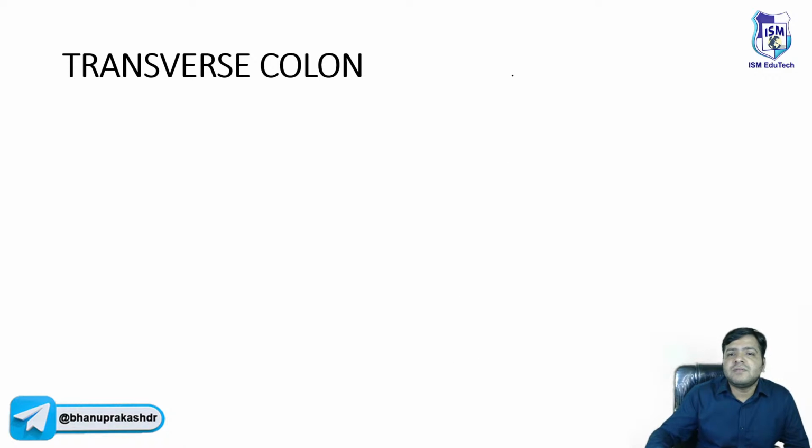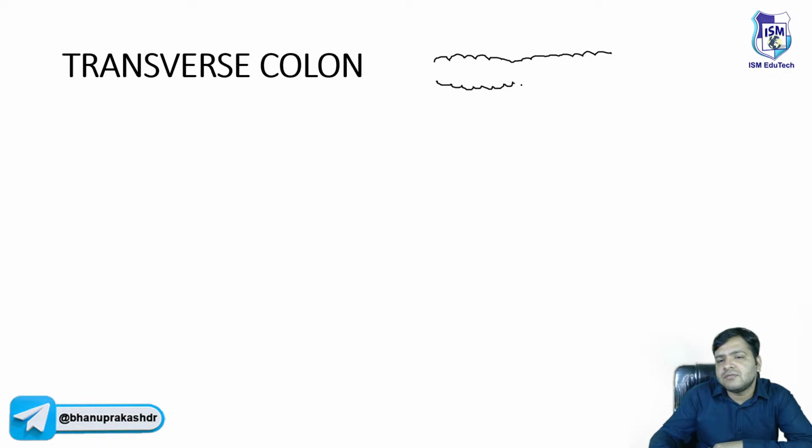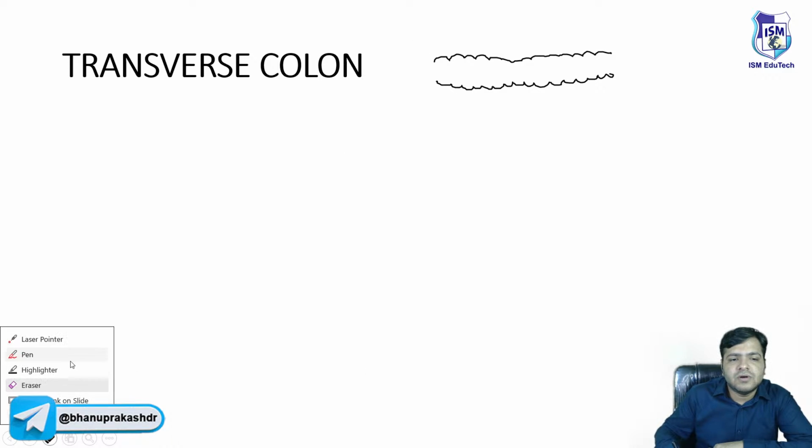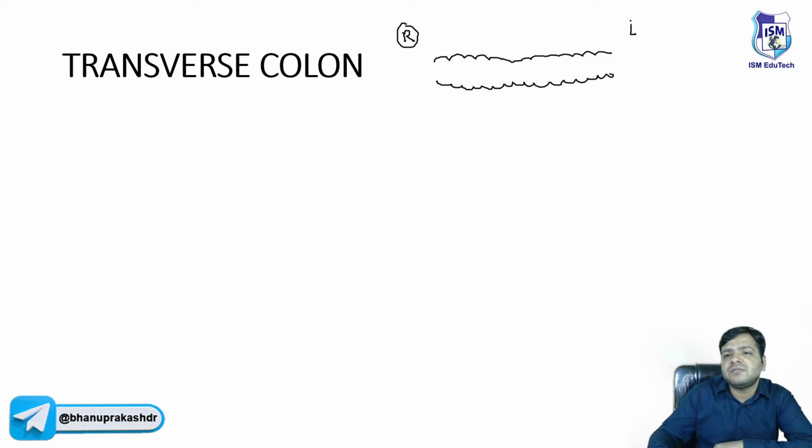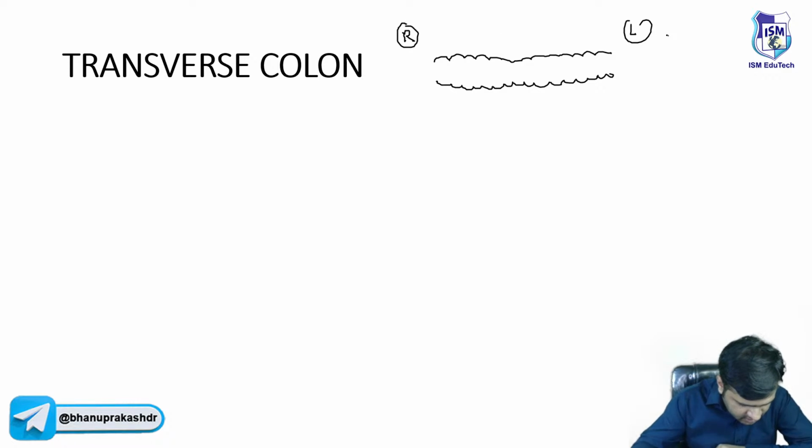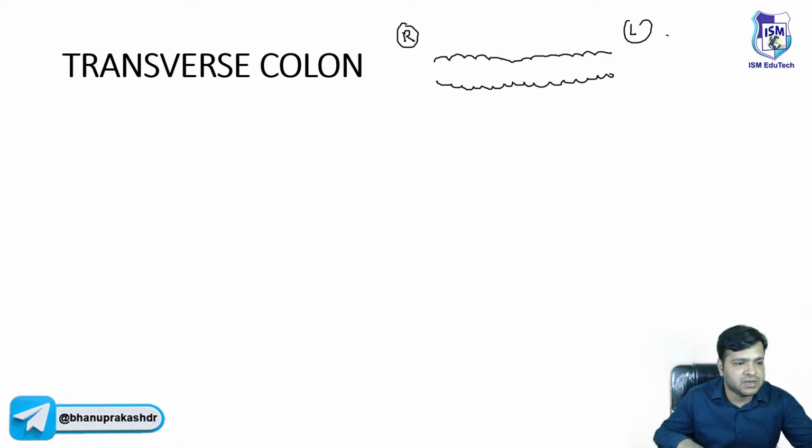The transverse colon will be presented like this. So this is the right side, and you are very well aware that this is the right side according to the normal anatomical position, and this is the left side. Now can anyone tell me from where to where it will be present? What will be the site and the location?